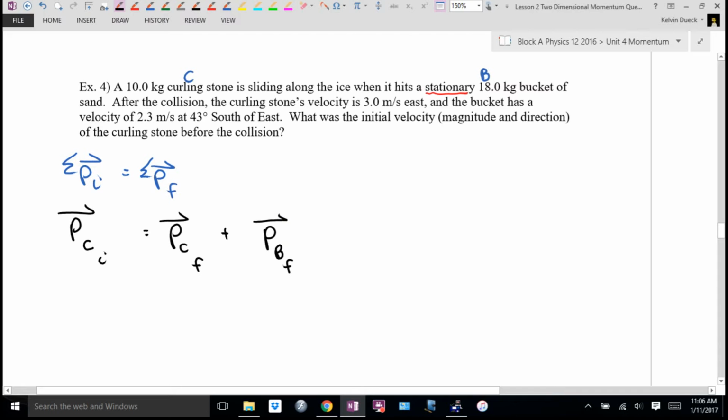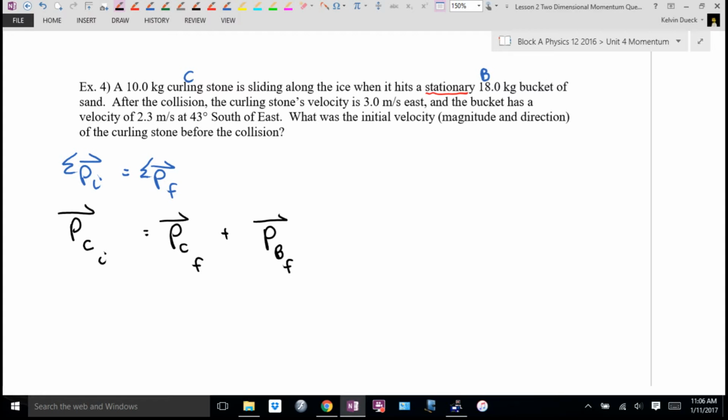Any luck, James? Keep looking. Are there angles? 43 degrees south of east. Are there angles? Yeah. So now, this is where our physics 11 and physics 12 diverge. If it was physics 11, we could go algebraic, M1V1, M2V2. Here, 4 letters, dull. Right?